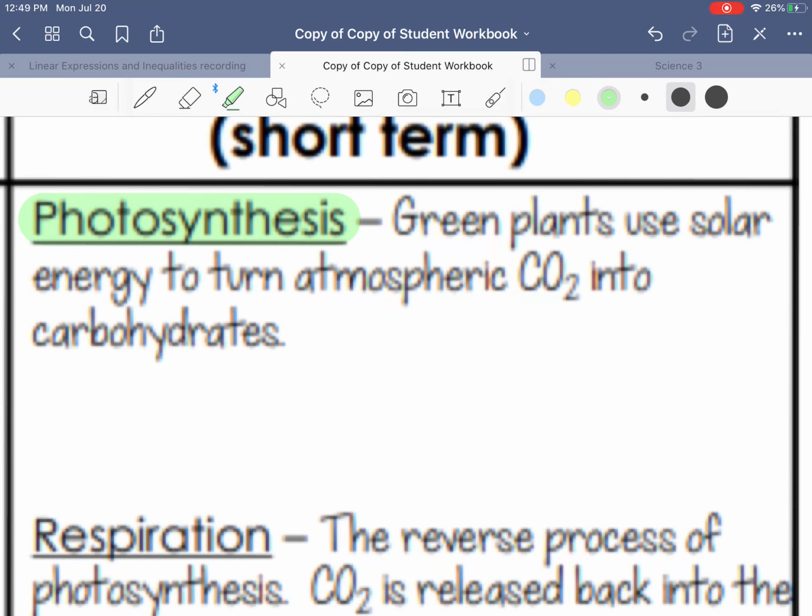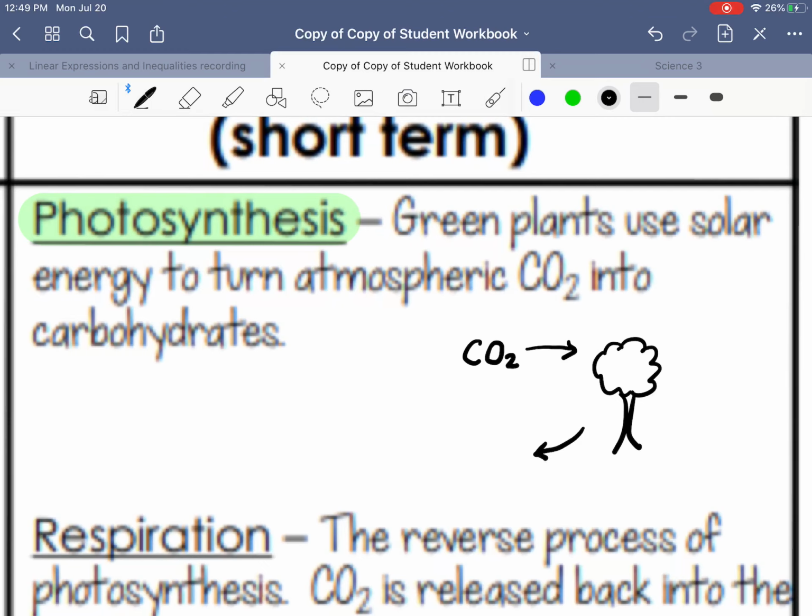Now let me just remind you of that little diagram. Remember this tree, which is a green plant, and that green plant is using carbon dioxide because it needs to take that carbon dioxide and make it into sugar. It's trying to use that chemical to create food for itself. And as a byproduct of that process, oxygen is released.